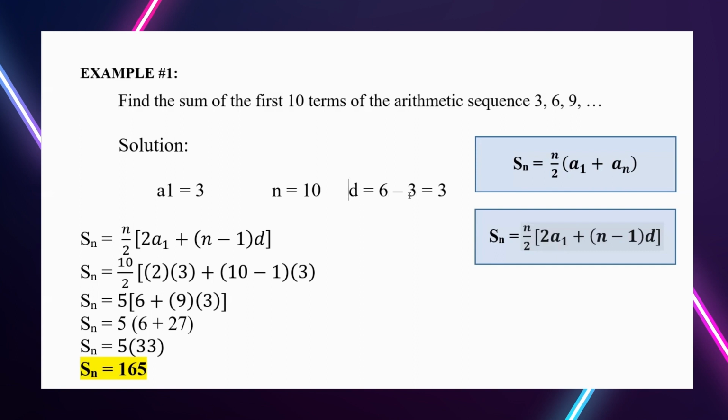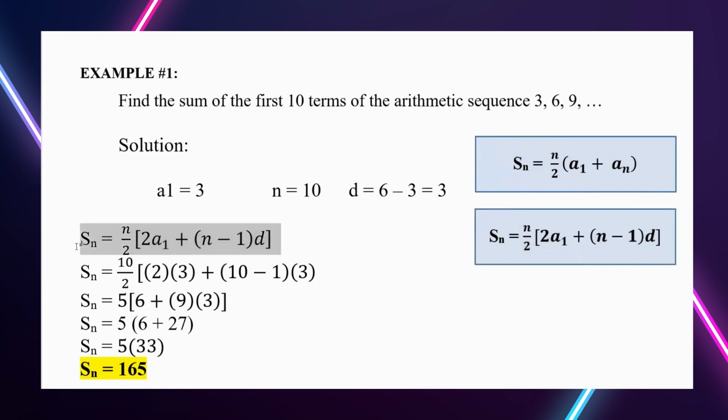gagamitin natin ang second formula na kung saan S sub n is equal to n over 2 times the product of 2 and the first term plus the quantity of n minus 1 times the common difference. So, hindi natin pwedeng gamitin ang unang formula kasi wala pa tayong last term. Kaya mas maiging gamitin natin ang second formula.